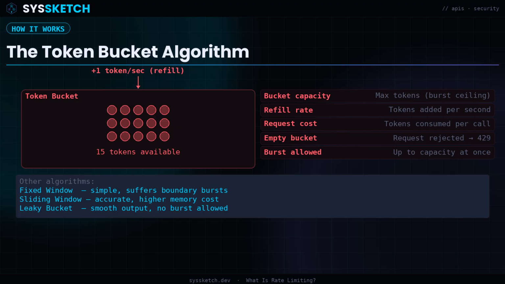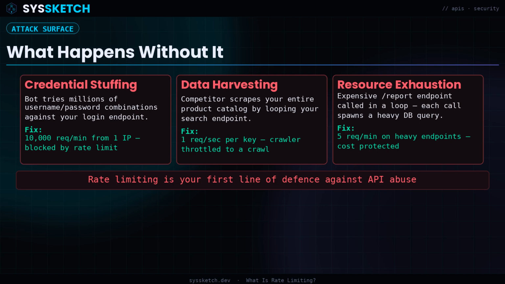Other algorithms exist. The fixed window counter is the simplest, but it suffers from boundary bursts, where a client can double the allowed rate by hitting requests at the end of one window and the start of the next. The sliding window log is the most accurate but uses the most memory. The leaky bucket produces smooth output at a fixed rate with no bursts allowed at all.